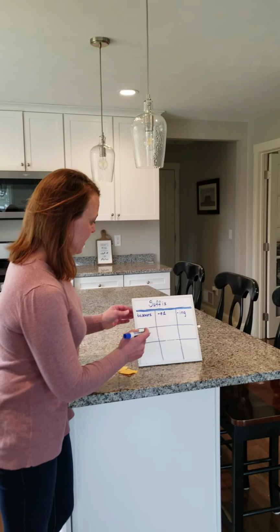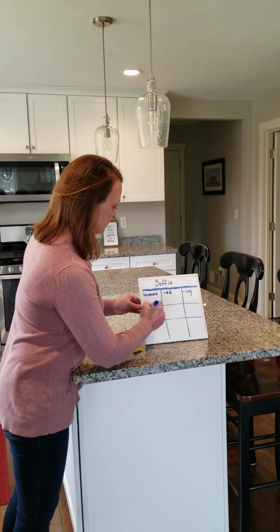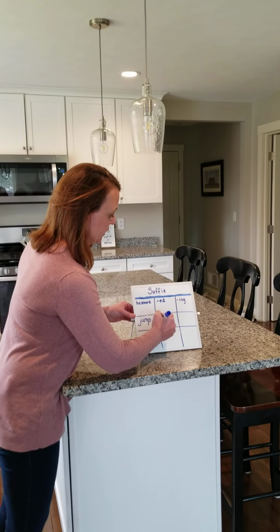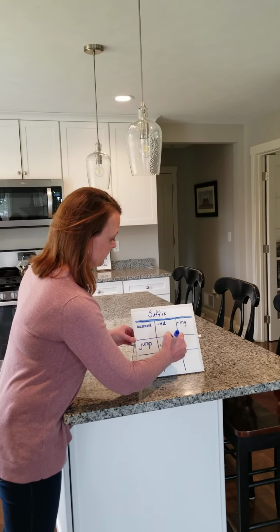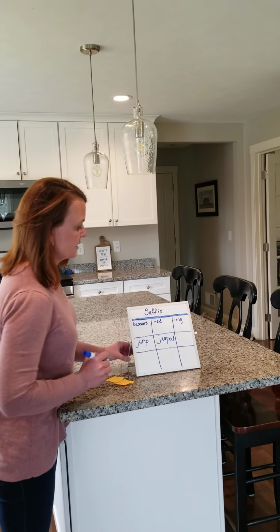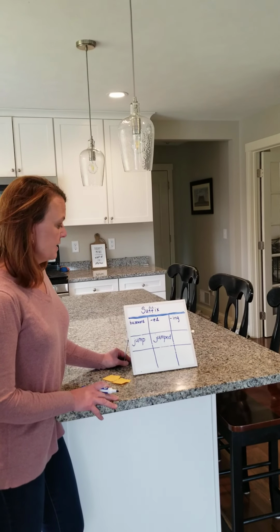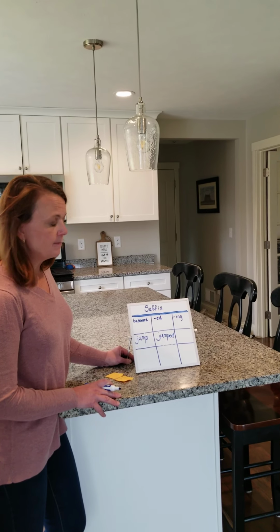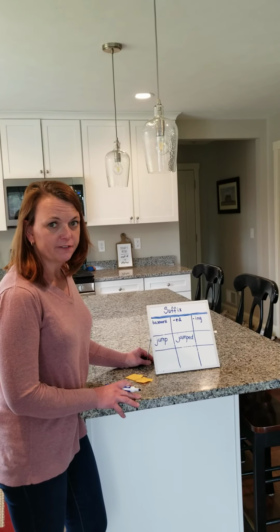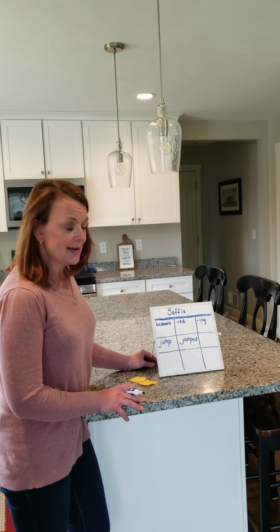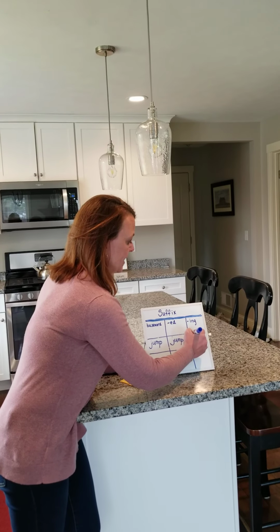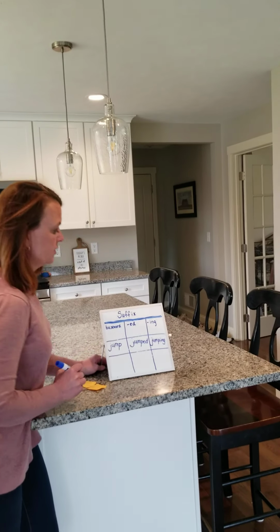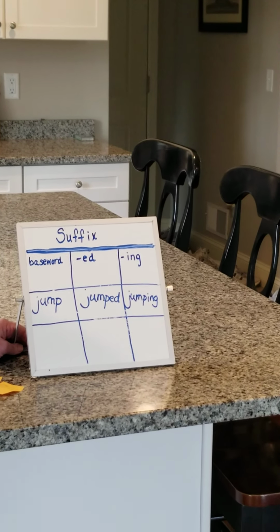So for example, if I were to write the base word jump, if I add an ed to this word, it now becomes the word jumped. We also have another suffix, ing, that we're going to be learning about this week. Ing will change the tense of a verb to something that's happening right now. So if I add ing to my base word jump, it now becomes jumping.